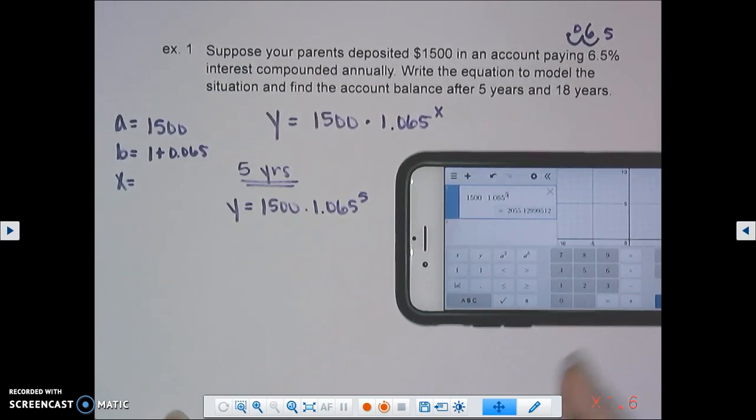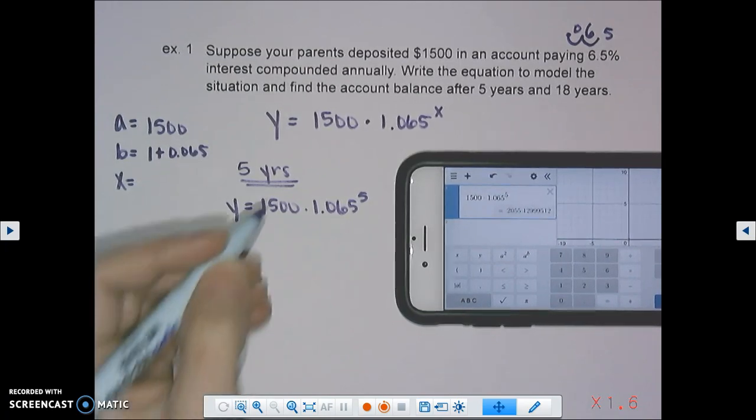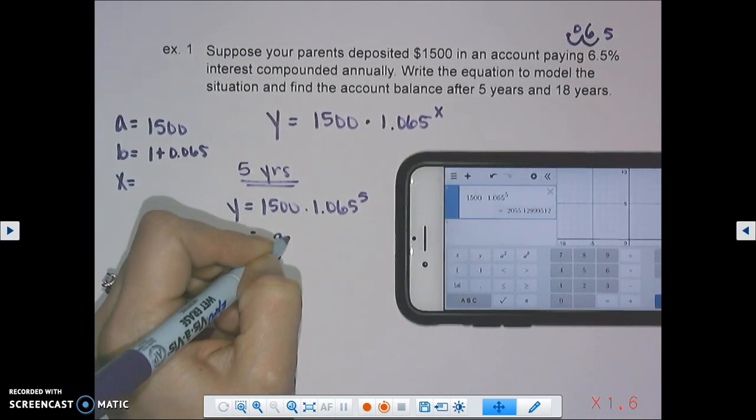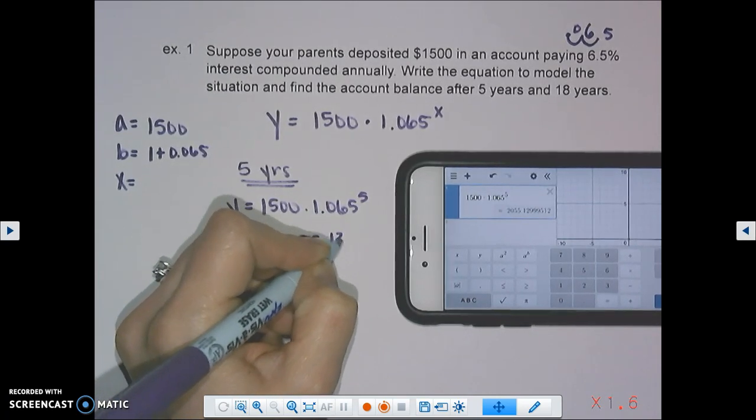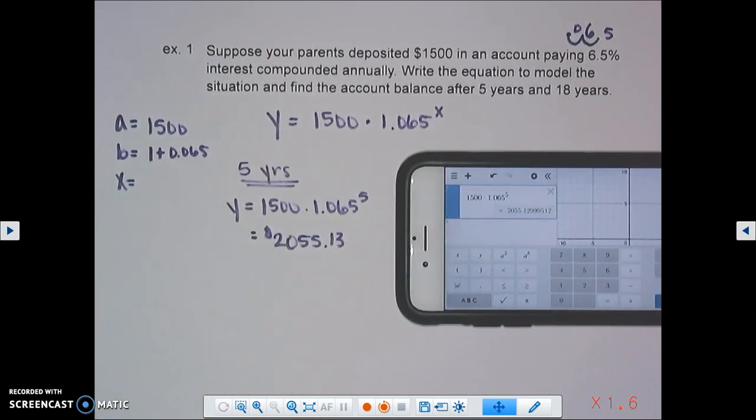2055.12999512. Okay, so let's talk about the context of this question and how many decimal points we should be using and how we're going to round this. This is talking about money. So for money, we use 2 decimal places. That means that we're going to have $2,055.13 because that 9 rounds that 2 up.